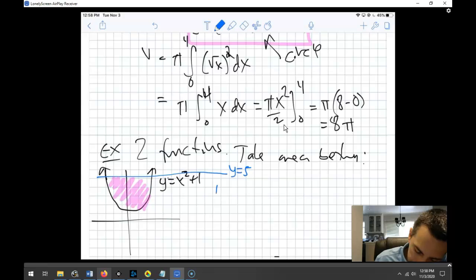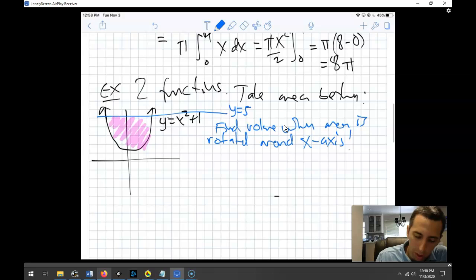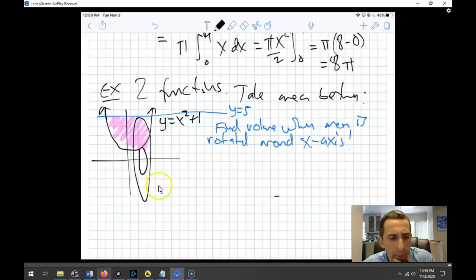And I'm going to find the volume when this area is rotated around the x-axis. Okay, so what I'm doing here is I'm taking this pink area and I'm rotating it around the x-axis. So the blue line is going to give me a radius in a circle, and the inner one's going to give me a radius in a circle. Interesting.